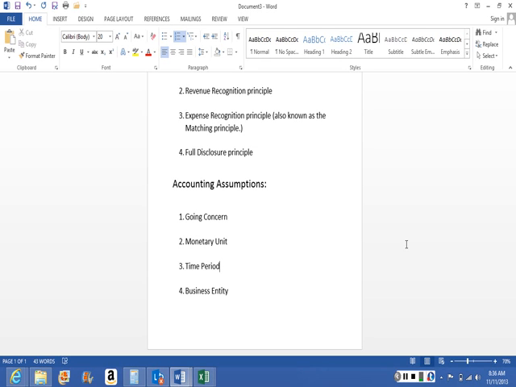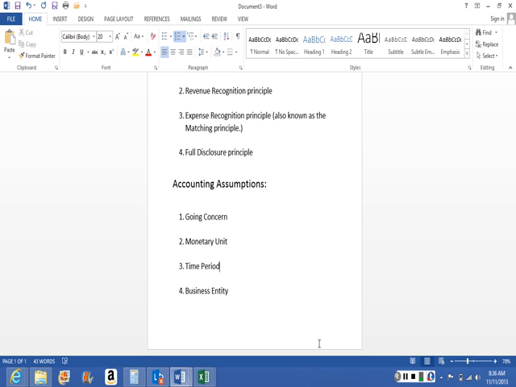The third accounting assumption is the time period assumption. This means that we believe we can segregate our information into time periods. We can portray our financial information into a monthly time frame, a quarterly time frame, possibly a semi-annual or every 6 months time frame, or an annual time frame.